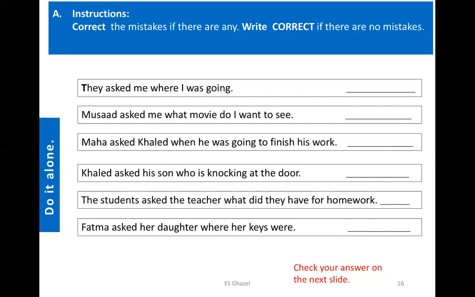We say, correct the mistakes if there are any, write correct if there are no mistakes. We're not going to spend too much time. Again, the method we use is, if we're in a classroom, we're able to tell the students, now tell each other what you got, compare what you have written to what your colleague has written. If we're able to do this technologically and put them into groups of 2 or 4 online, they can check with each other.